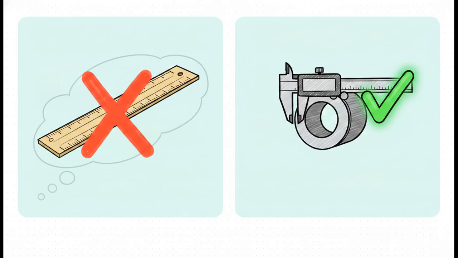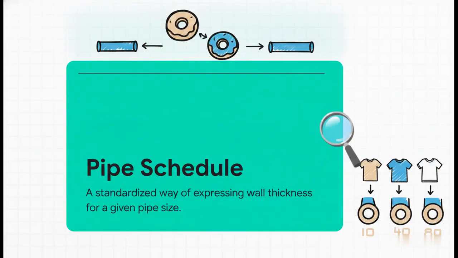For most of your common pipe sizes, that outer diameter stays entirely constant no matter what schedule you end up choosing. Well, if the outside stays exactly the same, then what exactly is a schedule? Honestly, a pipe schedule is just a standardized way of expressing wall thickness for a given pipe size. Think of it like standard clothing sizes: small, medium, large. They give you these predefined buckets to choose from.